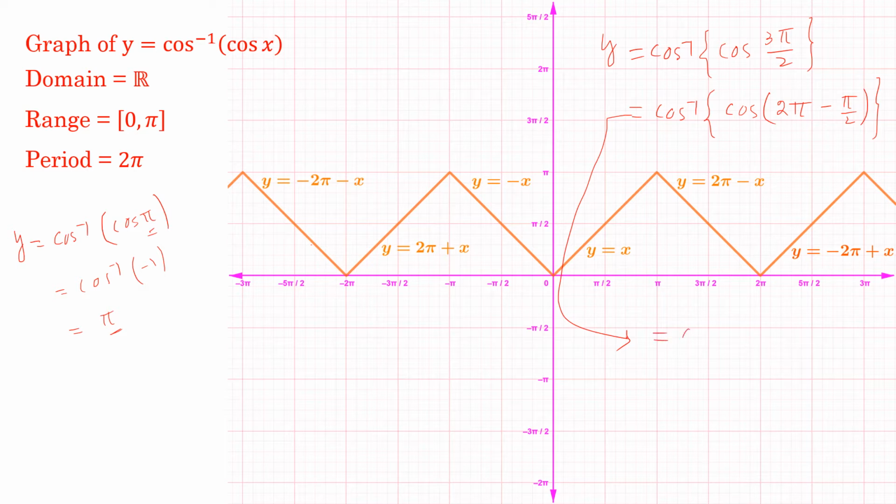y is equal to cos inverse of cos of 2 pi minus pi by 2. It is in the fourth quadrant, and so cos is a positive number, so it will be simply cos of pi by 2, and cos pi by 2 is equal to 0 only. That means cos inverse of 0, and so the point is only 1 because cos inverse 0 is equal to 1. So our point is 3 pi by 2, then 1.